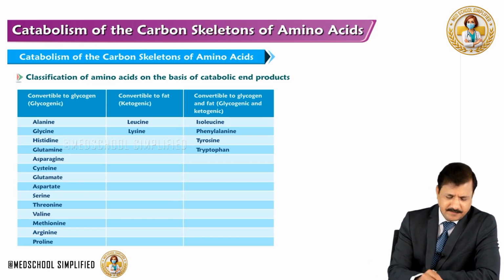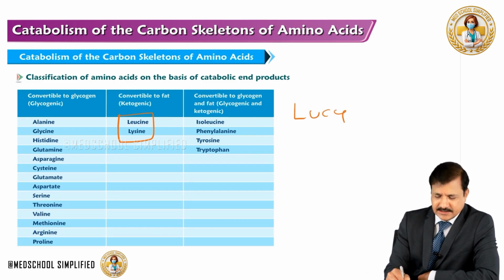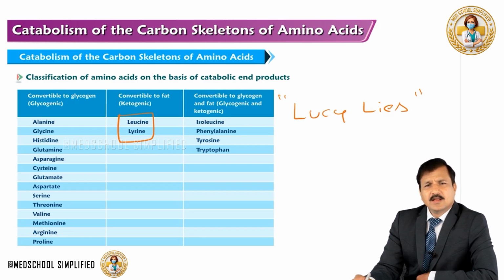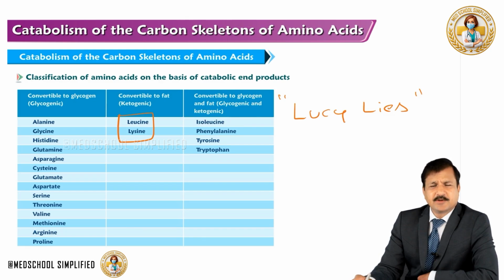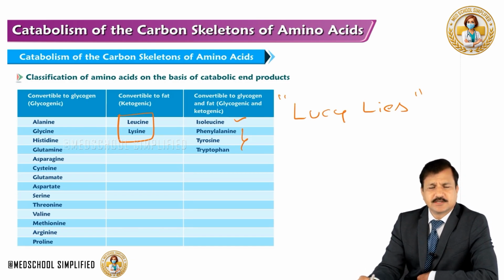First, let's remember the ketogenic amino acids. There are only two of them, and they are easy to remember: leucine and lysine. You can remember them with a mnemonic, Lucy-Lys. You can make your own mnemonic. Then the both glucogenic and ketogenic amino acids include three aromatic amino acids: phenylalanine, tyrosine and tryptophan, and one branched chain amino acid, isoleucine.